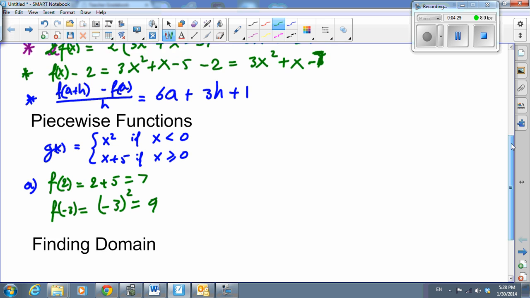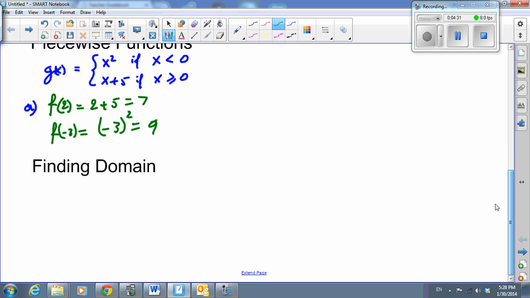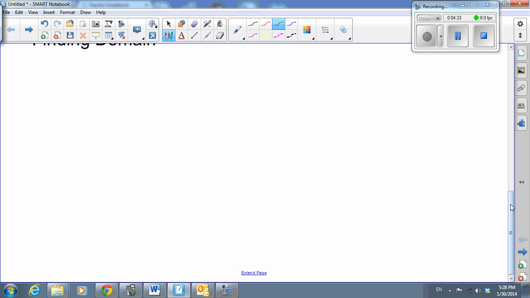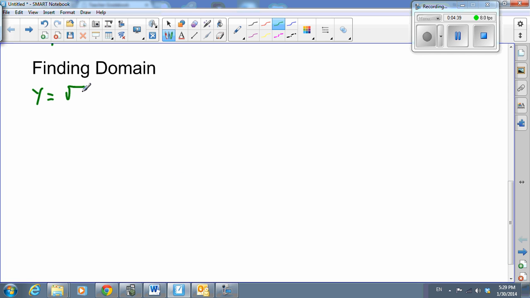Let's go ahead and talk now about finding the domain. To find the domain of a function, there are a few restrictions. Let's start with y equals square root of x. For the domain of the function y equals square root of x, you have to set the inside of the radical greater or equal to 0. We talked about this before.